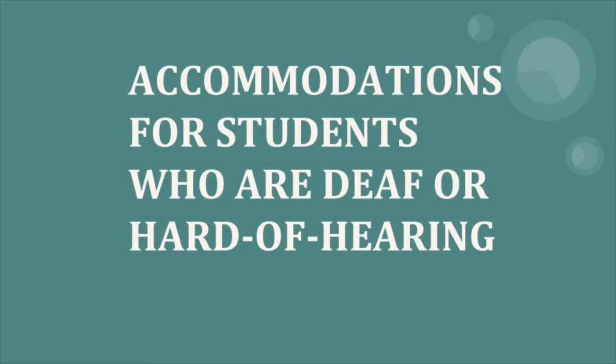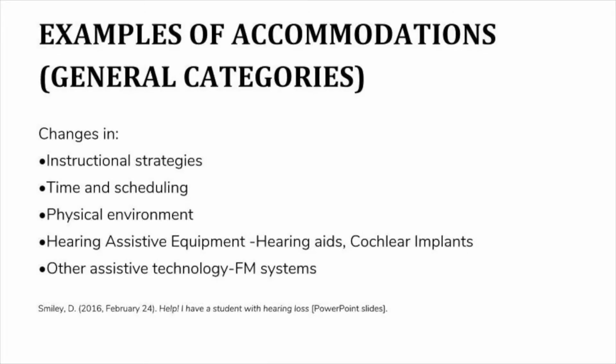We will start with general accommodations for students who are deaf or hard of hearing. There are several different categories of accommodations. You'll look at each category and then decide within that category what types of strategies are best for that student to have access to the same learning opportunities and to demonstrate that they know and have mastered the material that their normal hearing peers do.